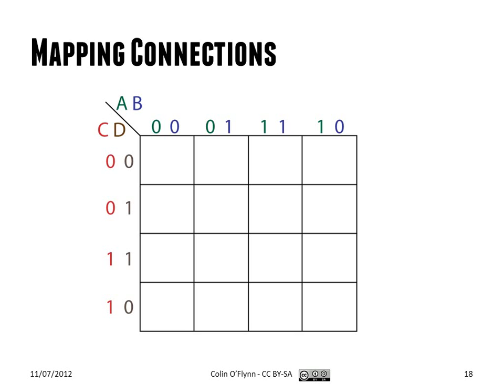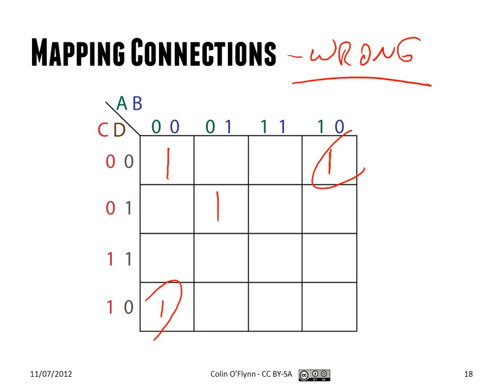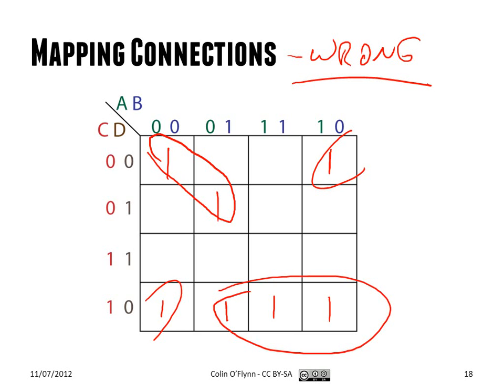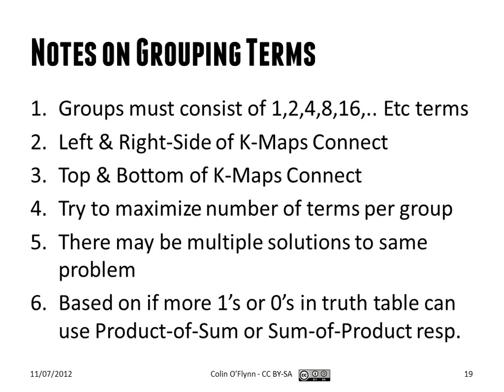And again, this was just to show that you can't do stuff like that. So these are wrong examples. You can't go on diagonals. And you need groups of 1, 2, 4, 8, and so forth, 16. So powers of 2. So you can't do a group like that. Anything else is basically okay. So those are the rules written out. And again, you can get the slides online if you want them.